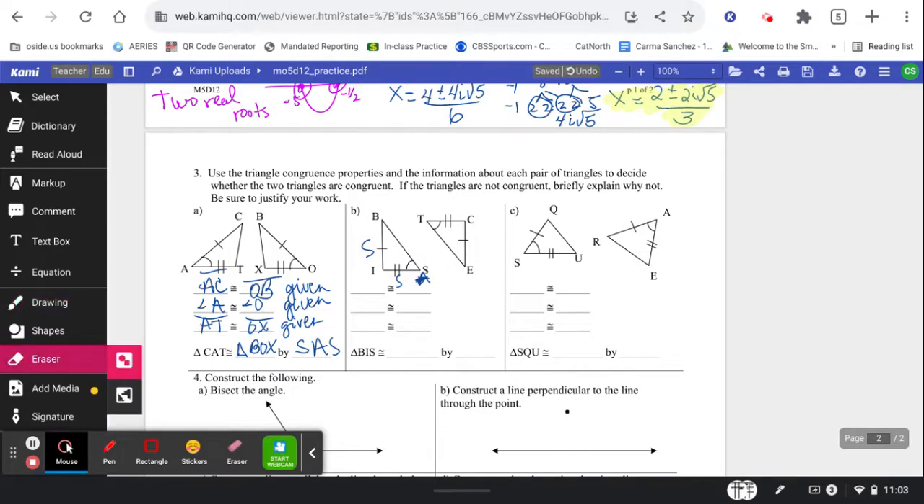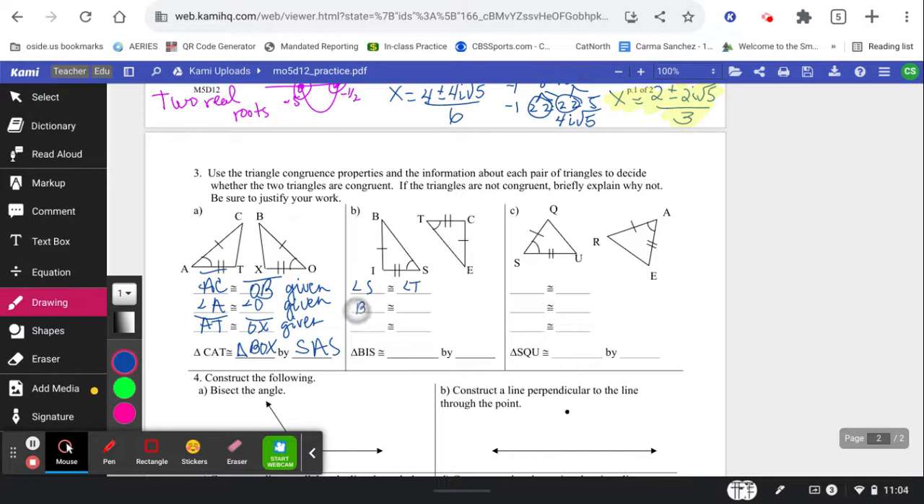So you can go as far as to say, we have an angle S congruent to angle T. We have a side BI congruent to side EC. And we have a side SI congruent to side TC. But the triangles are not congruent because ASS is not enough, okay? Unless this is a right triangle and we can do hypotenuse leg, this one doesn't work.